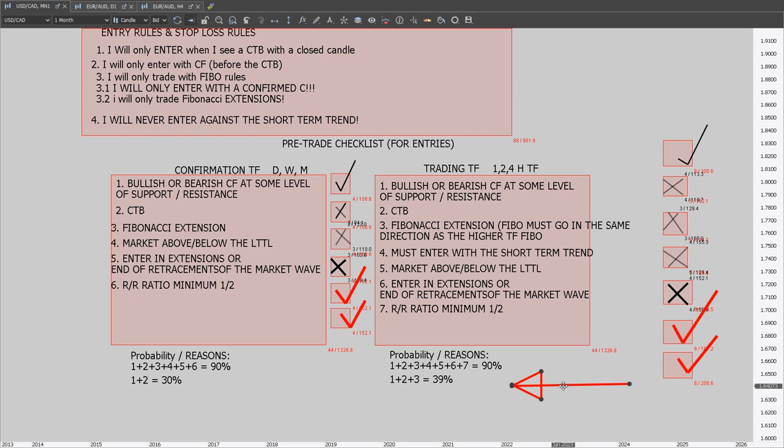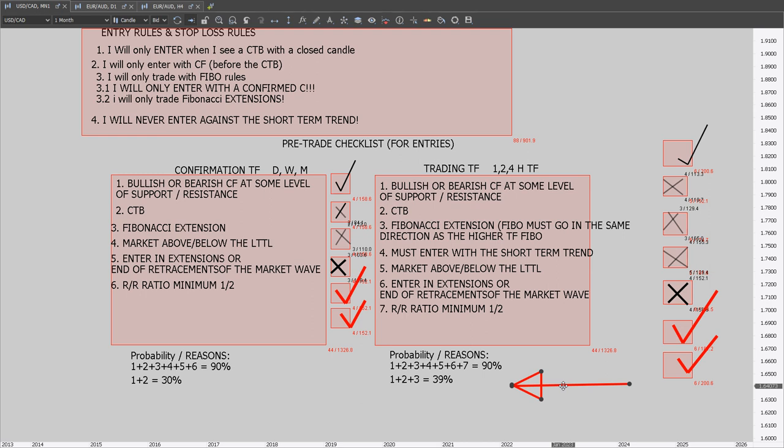And you need to have this pre-trade checklist, everybody, for every trade you are making. Because if you are going to enter into a trade and it's going to be a loser, and it's going to happen 1, 2, 3, 4 times, you need to check your pre-trade checklist. Maybe you are entering low probability trades, you know.